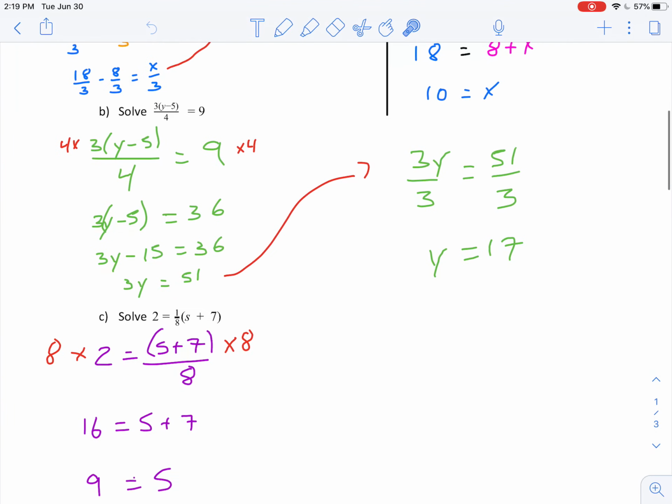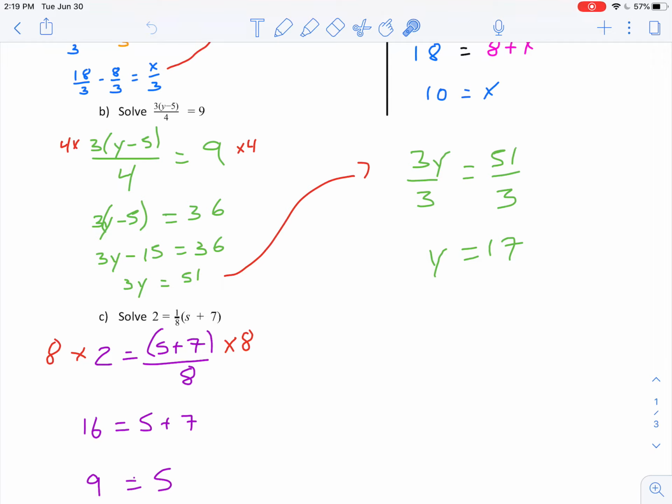So our second example here, we need to solve 3 times y minus 5, all over 4, is equal to 9. So on my left side here, this whole side is being divided by 4. Well, I need to get rid of that divided by 4, and how I do that is I multiply by 4. So then those cancel. What I do to one side, I must do to the other. So when these 4's cancel, and 9 multiplied by 4 is 36, I'm left with, on the left side, 3 times y minus 5.